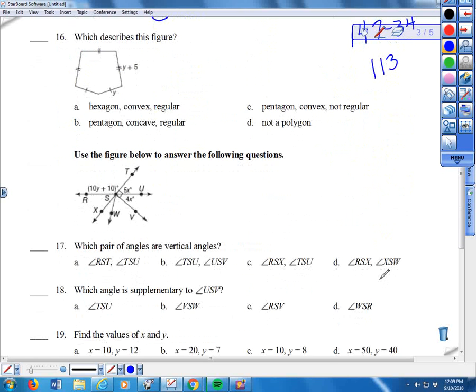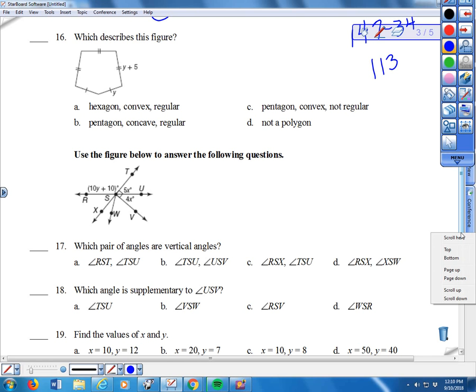Okay, what describes this figure? How many sides is there? 5. What's the word for 5? A 5-gon, pentagon. Yep. And is it convex or concave? Convex. There's no vertex that's going into the figure, right? And is it regular? What does regular mean? All sides are equal. Are all these sides equal? No. So it is a pentagon, it is convex, but not regular, not concave. C.